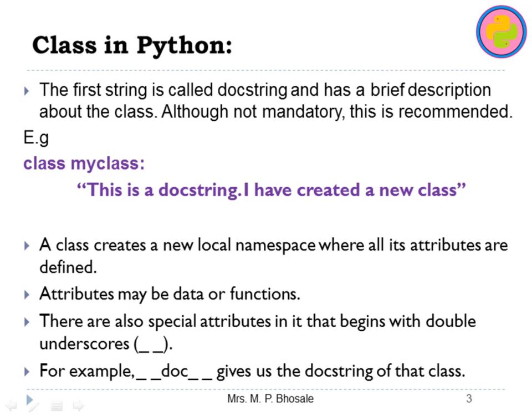A class creates a new local namespace where all its attributes are defined, and those attributes are nothing but the variables or methods, that is data or functions. There are some special attributes in that which begin with double underscore and end with double underscore. For example, if you want to display the docstring, you can use the class name dot double underscore doc double underscore, which will print the docstring of the class.